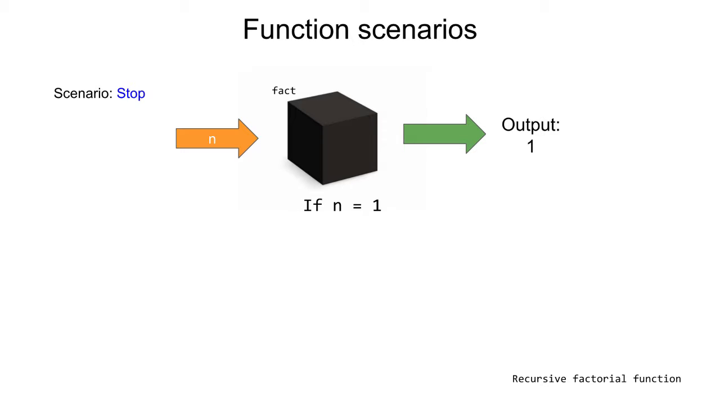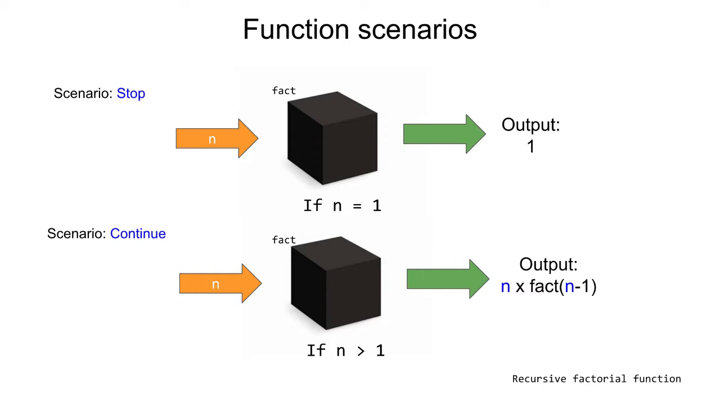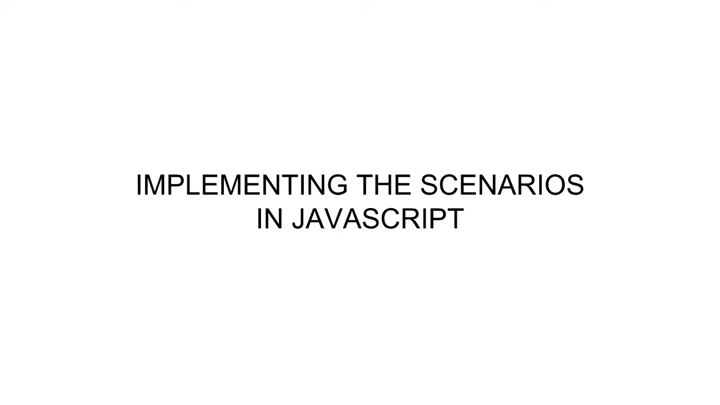Another way we looked at that recursive function was by thinking of different scenarios. There were two scenarios in a recursive factorial function. The first scenario was a stop scenario, and the second scenario was the continue scenario. To define the output of our second scenario, we defined a recursive call. So how can we implement these scenarios in JavaScript? That is, how can we program our recursive factorial function in JavaScript?